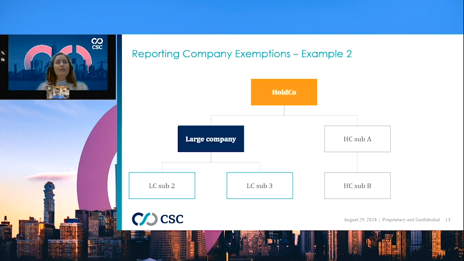Assuming Holdco is a corporation or other entity created by a filing with the Secretary of State and no other exemption applies to Holdco, Holdco is a reporting company. Further, assuming the same facts about HC sub A and HC sub B, these entities will also be reporting companies. They cannot rely on the subsidiary exemption since they are not in the direct chain of ownership of large company.